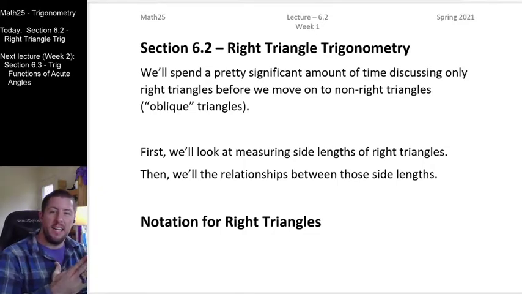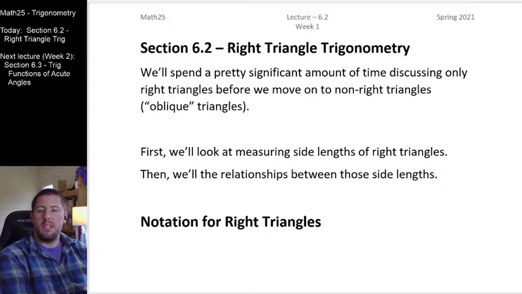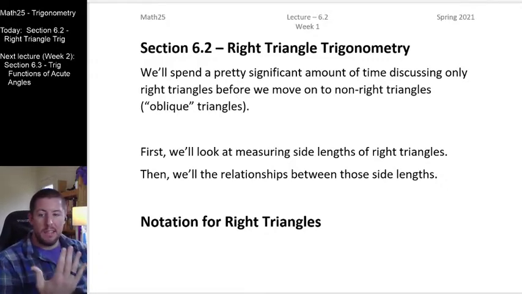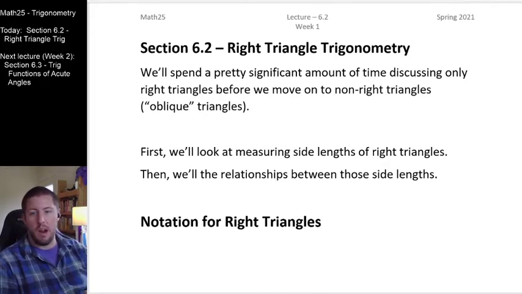We are here on day 2 of week 1. Today we're going to talk about section 6.2, our right triangle trigonometry. Last class we talked a decent chunk about circles. Today we're going to talk a decent chunk about right triangles.